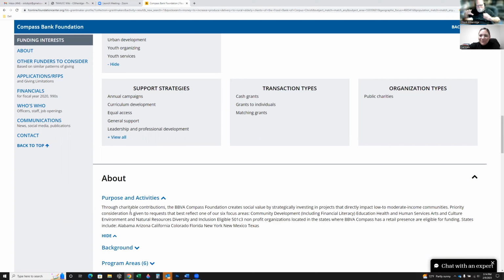Okay. So far so good. Basically, it is a charitable foundation that's supported by a company, but they're going to give money where they operate. They want to be seen doing well in their communities. So could you quickly Google and see if there's a Compass Bank in Corpus Christi?